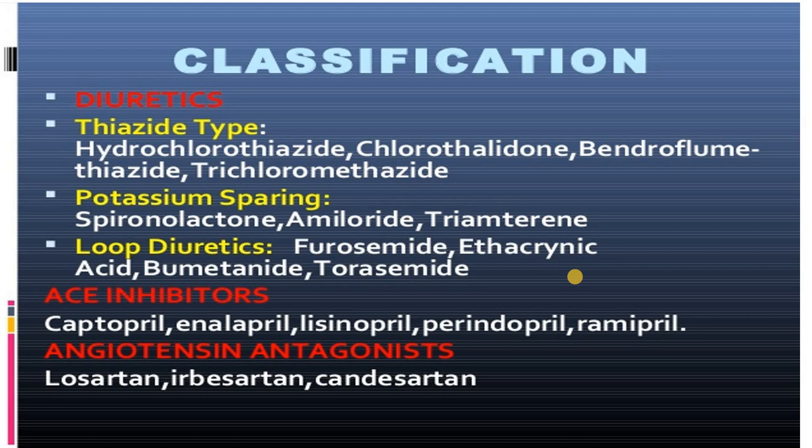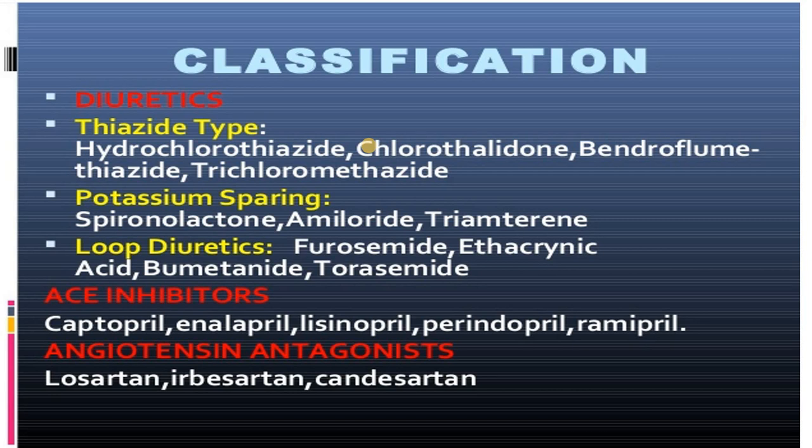Okay, classifications. First, we will see the diuretics. First diuretic is thiazide. Thiazide types: first is hydrochlorothiazide and chlorothiazide, next is bendroflumethiazide, and next one is trichlormethiazide. Okay, all are diuretics. Diuretics work by increasing urine output. When urine output increases, the BP goes down.